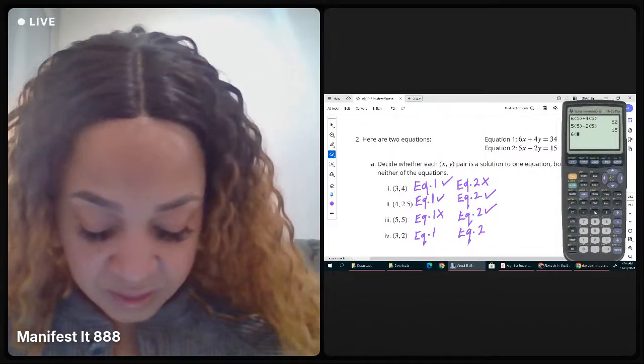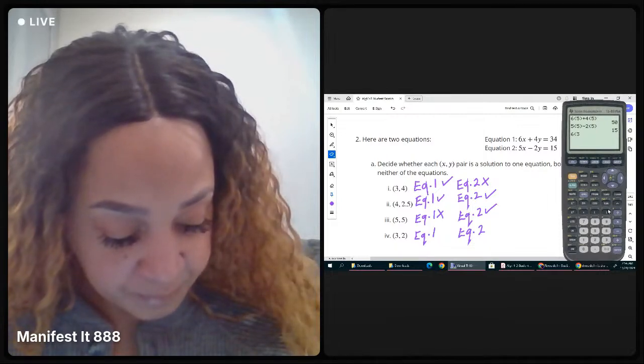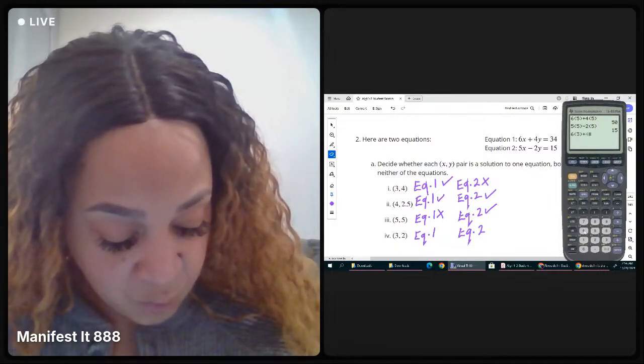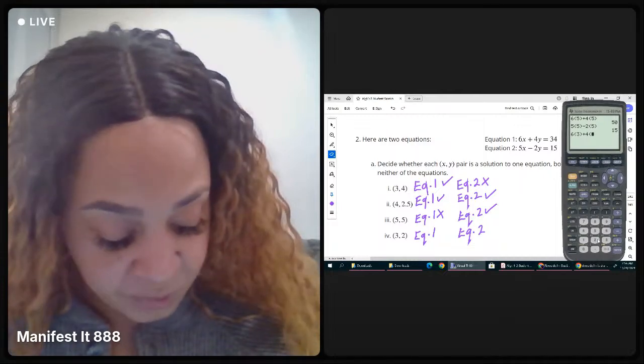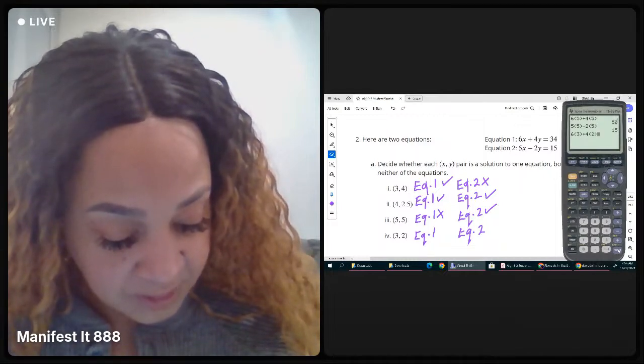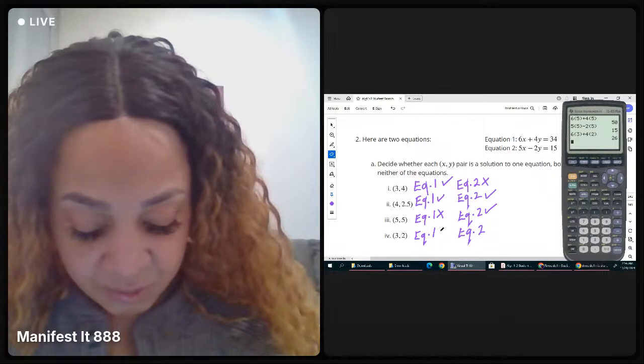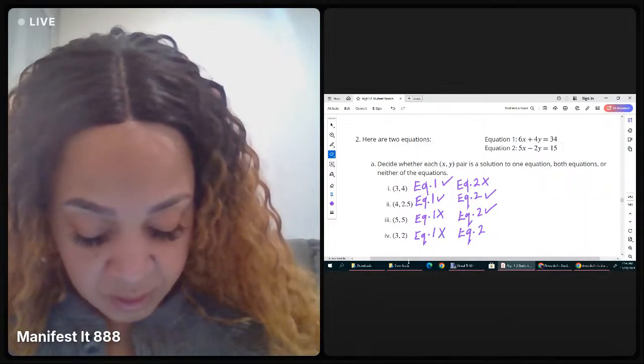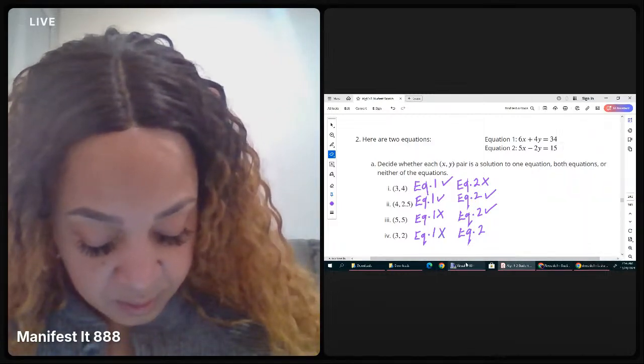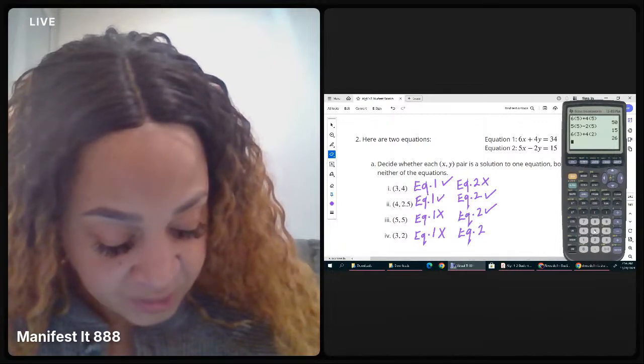So 6 parentheses 3 plus 4 parentheses y, which is 2. Is that equal to 34? It is not equal to 34. All right, we're going to check the last one.